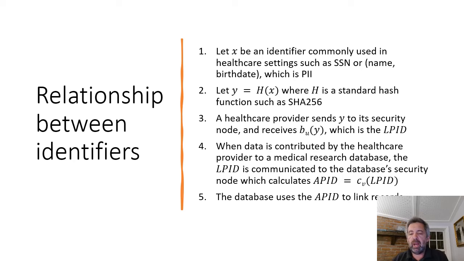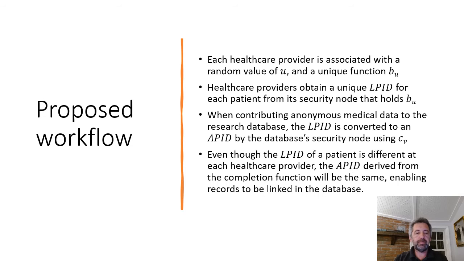The healthcare provider is going to send this hashed value Y to its security node, and the security node will perform the blinding function and return an LPID. When data is contributed to the medical research database, that LPID is going to be communicated to the database's security node, which will then calculate an APID. And the database will be able to use the APID to link records.